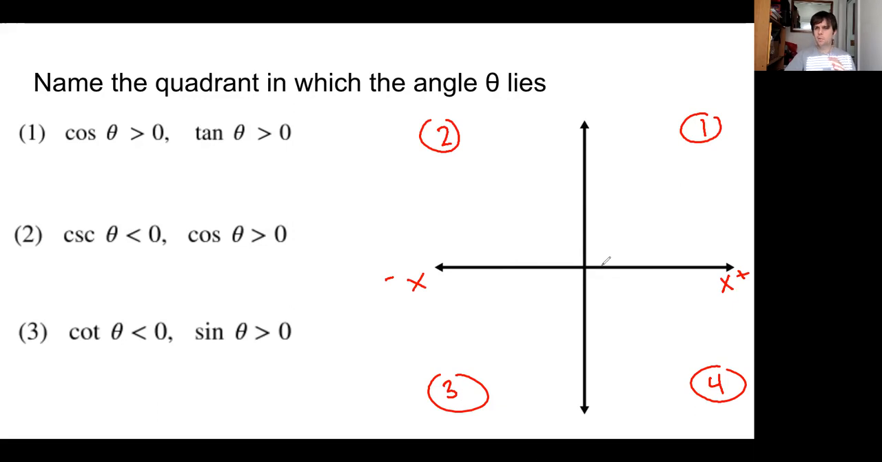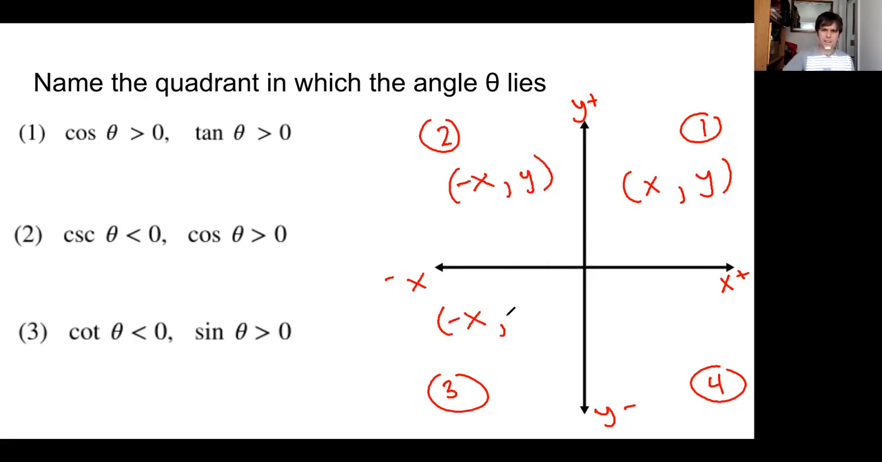So our x values are positive on the right side of our graph, negative on the left side. Our y values are positive on the top and negative on the bottom of our graph. So in quadrant 1, we have a positive x and a positive y. In quadrant 2, we have a negative x and a positive y. In quadrant 3, we have a negative x and a negative y. And in quadrant 4, we have a positive x and a negative y. I'm going to use these to help me figure out what quadrant I may be in, given the definitions that I'm dealing with.